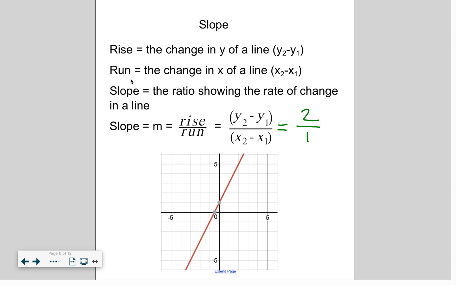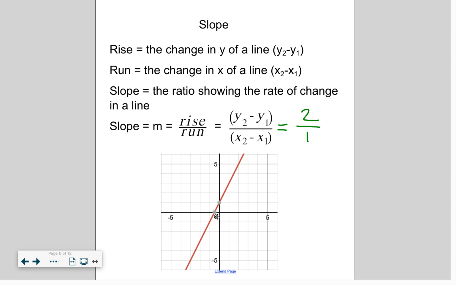Now, what is the rise? It is the change in y of a line. So to find the change in y, you subtract two y coordinates from each other. And we're going to talk about that a little bit more later. The run is the change in x. So you subtract two x values from one another. And these make up the slope. So the slope is the ratio showing the rate of change in a line.